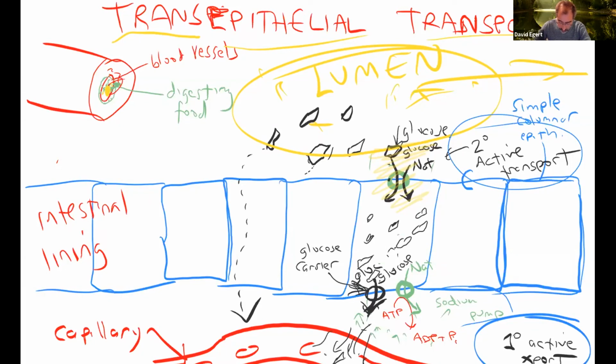So here we don't need to pump the glucose. It's just going to move according to its diffusion gradient. It's happening using a carrier. So what do we call this? What do we call what's happening here? Facilitated. Exactly. This is facilitated diffusion.